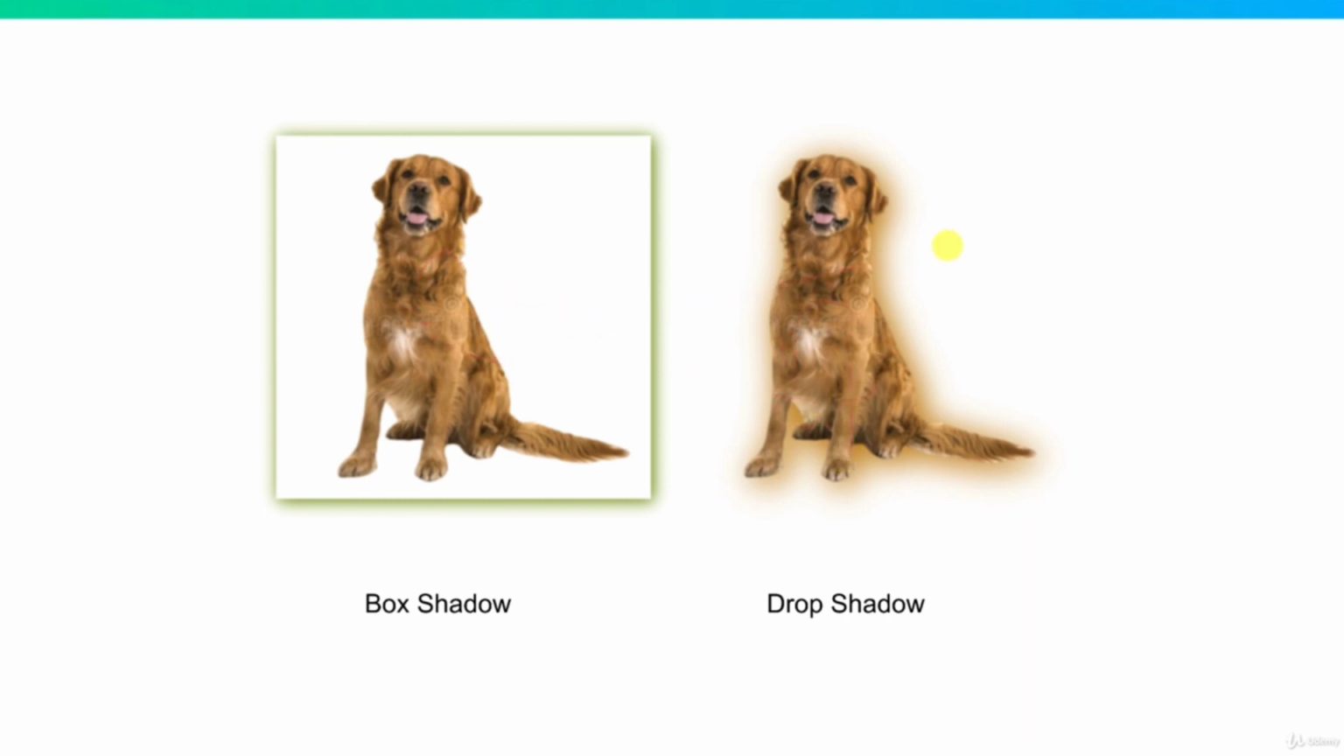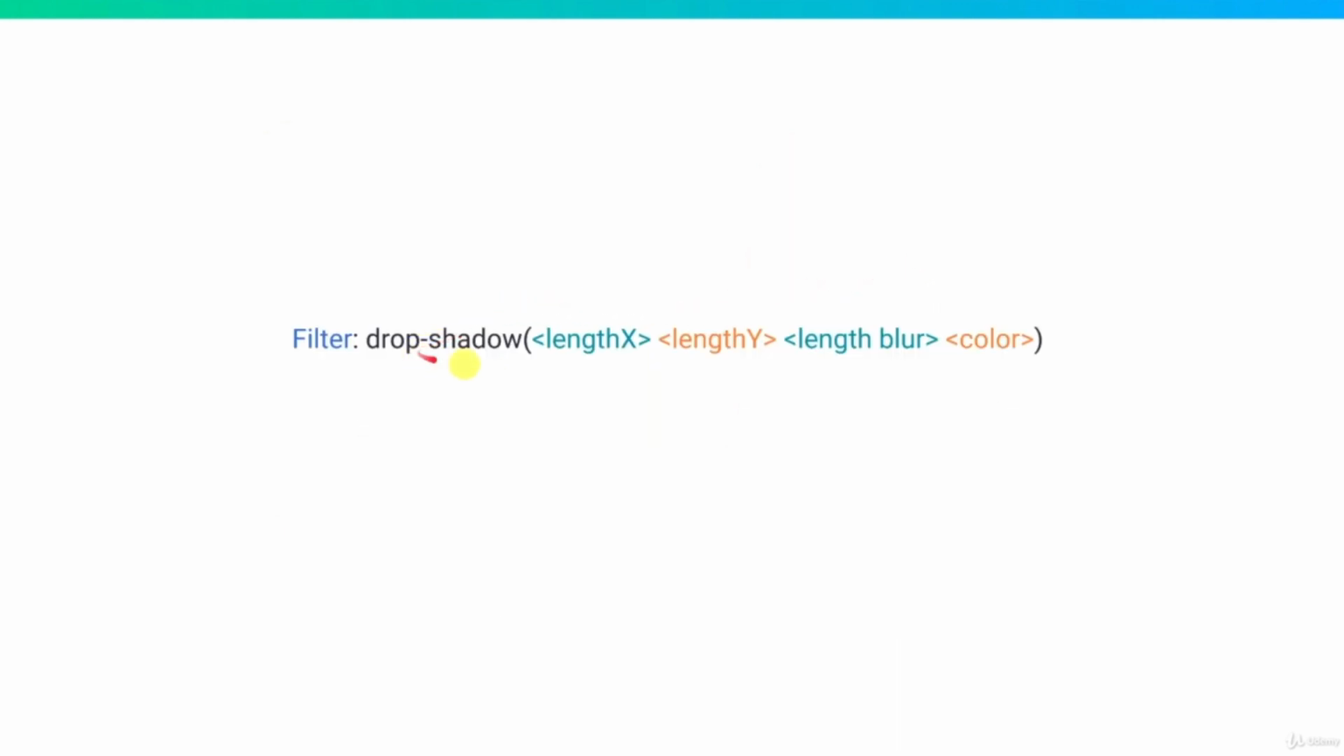Before digging deep into code, let me show you what kind of values we can pass as parameters in this drop shadow function. So here we go. This is the drop shadow function, and you can pass here length x, then length y, then length blur, and then the color. In length, it means you can pass pixels, ems, rems. Now let me go to my creator where I'll show you this drop shadow function in action.